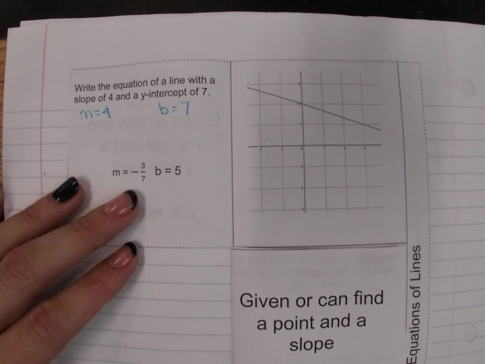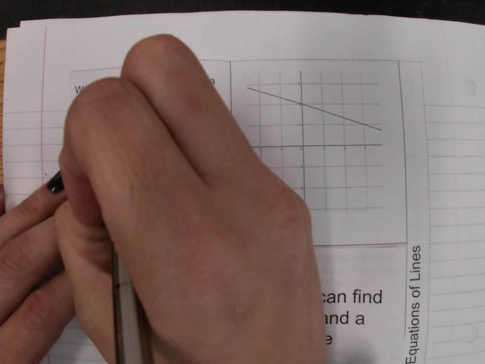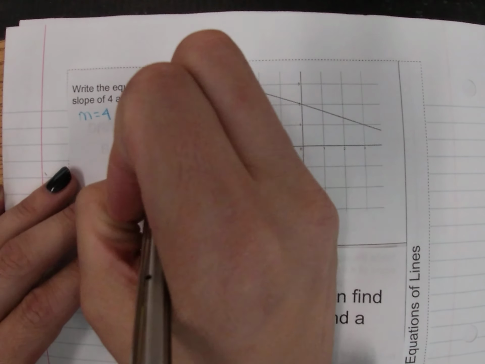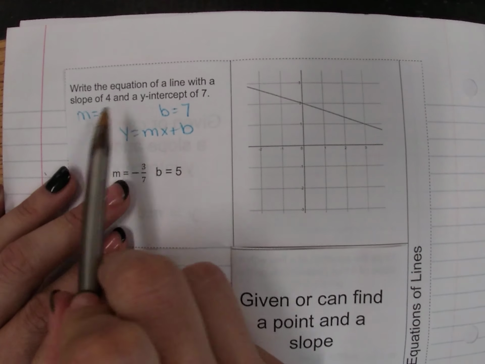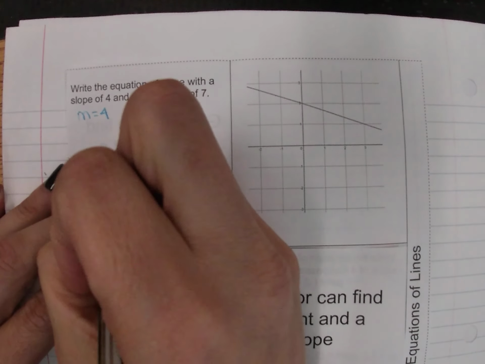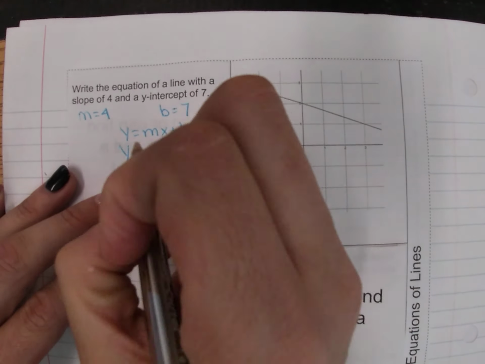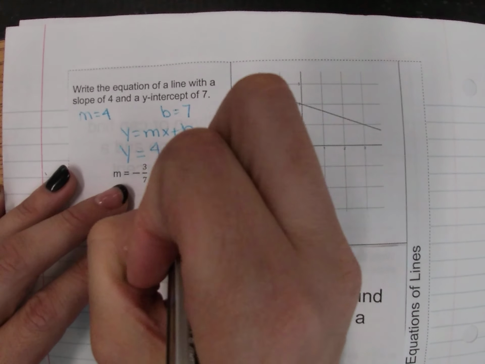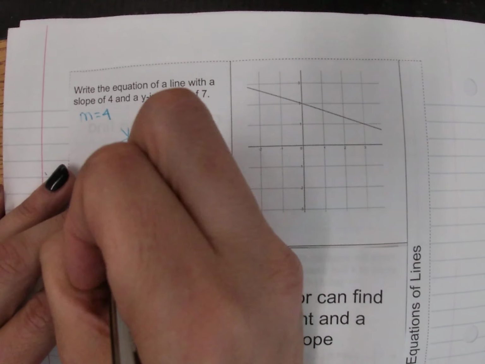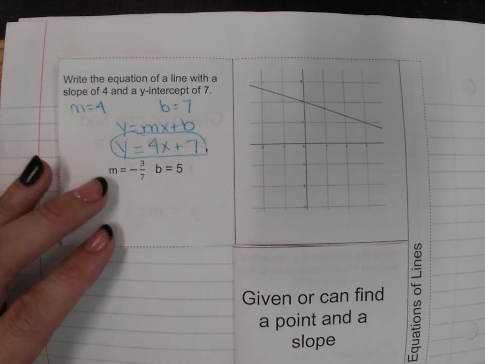So we can then plug this into y equals mx plus b format. We're given a slope and a y-intercept, so we can plug this in, and instead of saying y equals mx, we'll say y equals 4x plus our b value, which is 7. So the equation of our line will be y equals 4x plus 7.